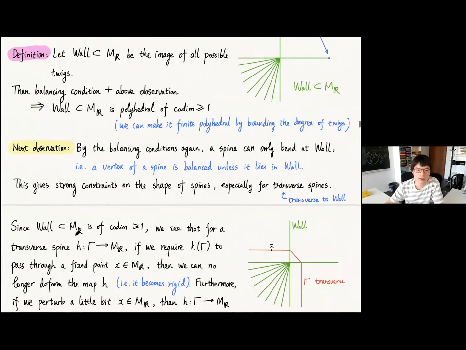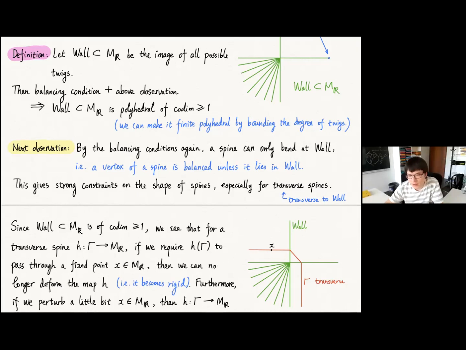So since the wall inside MR is of codimension greater or equal to 1, we see that for a transverse spine H, like this red curve in this picture, if we require the image H gamma to pass through a fixed point X inside MR, then we can no longer deform the map H. In other words, it becomes rigid.